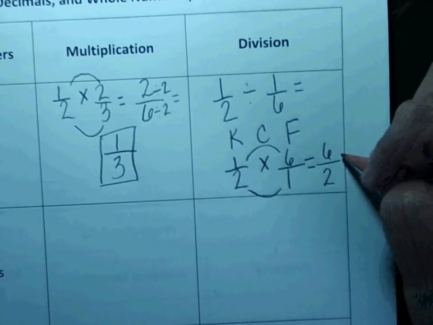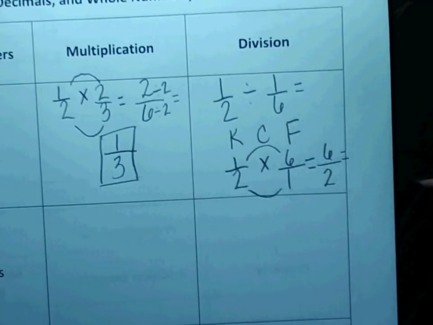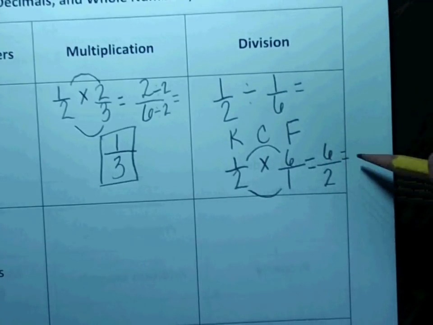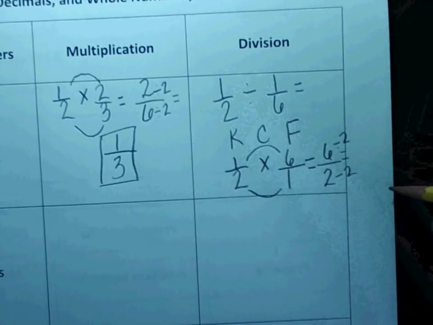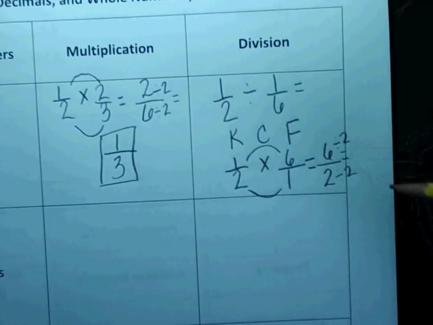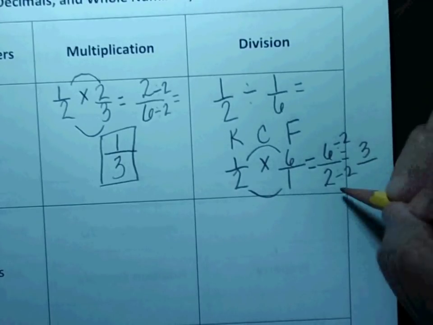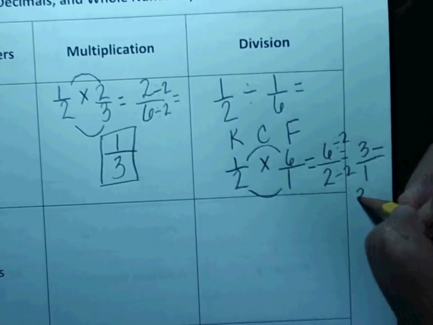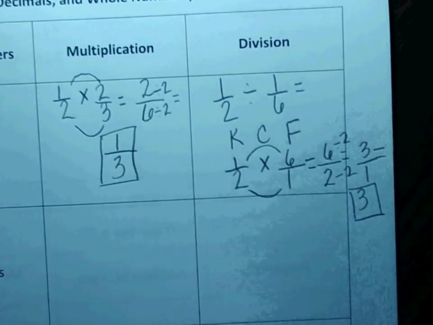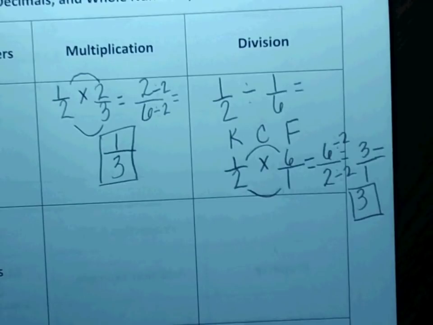And then once again we have 2 even numbers for our denominator and our numerator, so now we can reduce it by dividing both by 2. 6 divided by 2 is 3, and 2 divided by 2 is 1. And so our answer is 3/1, which is 3. I'm going to give you a few seconds to make sure you have it copied.